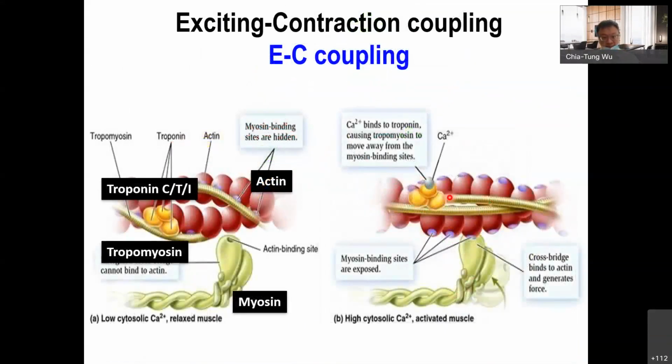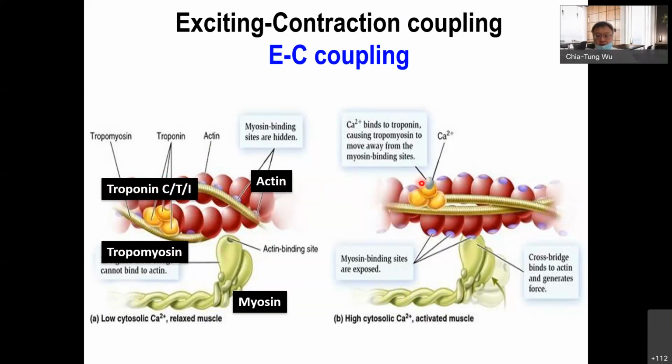And how does the myocyte react with the myofilament? Why does the calcium react with the myofilament? We can see that there's a group of proteins called the troponin. Troponin binds to the tropomyosin and binds to the actin. At resting stage, troponin C means calcium, troponin T, troponin I means inhibition. This troponin will inhibit interaction between actin and the myosin.